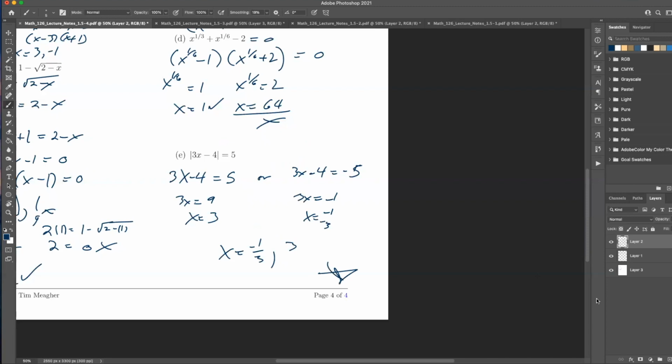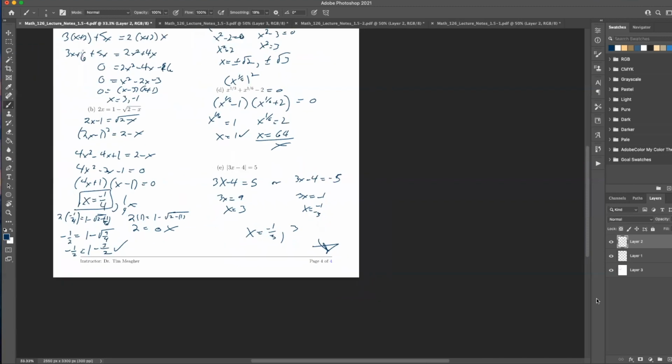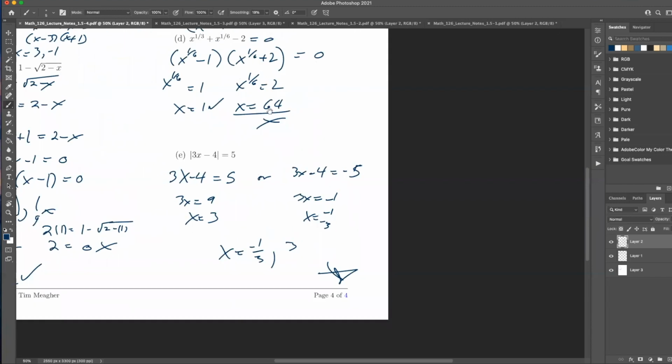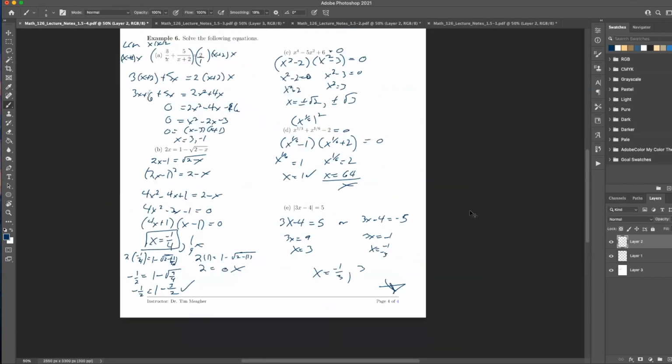And that's it. So these are just a bunch of equations. Let me zoom out. These are just a bunch of ways to solve a different sort of equation using the quadratic techniques.